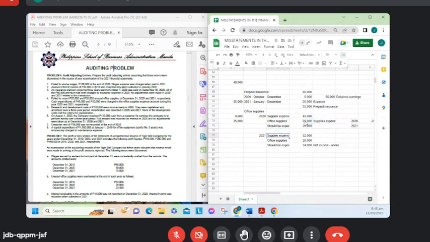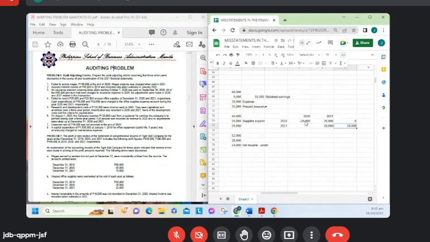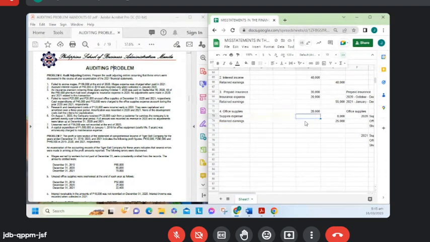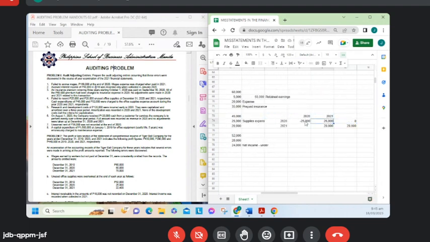And 2022, 2021, it should be 28,000 understated. Okay? So office supplies is 28,000. Supplies expense is 3,000. So paano nakuha yung 3,000? So that's the difference between these two. No? Bakit nga ba? Negative pala dapat to.